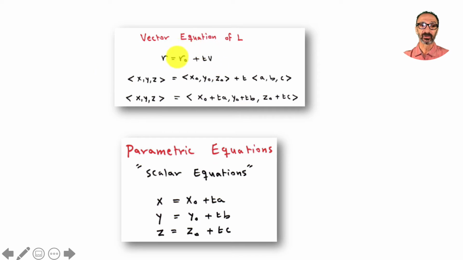So we have the vector equations, and we have the parametric equations, which are called scalar because there is no ij. To summarize my previous slides, we talked about vector, we talked about parametric. The third one on my list is the symmetric.